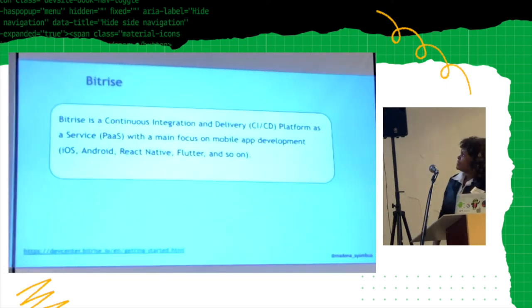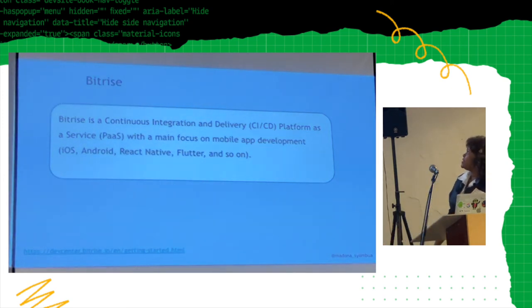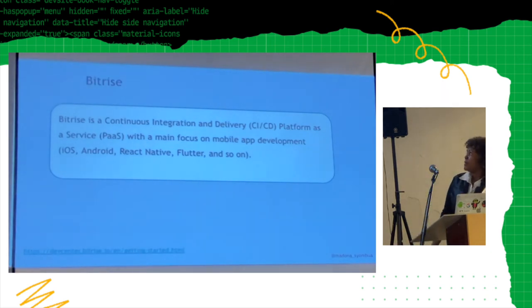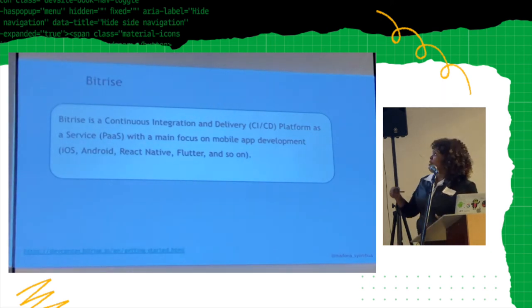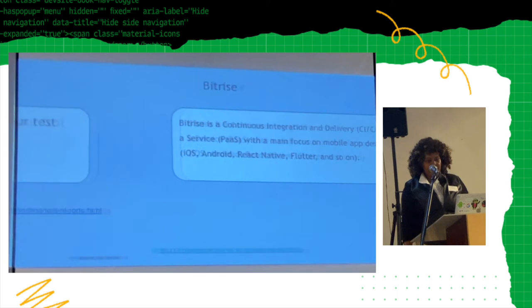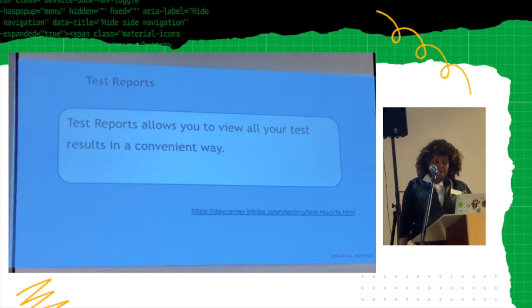And Jenkins. And Bitrise is just a continuous integration and delivery, CI/CD, platform as a service with the main focus on mobile app development. So that's the good thing. It has documentation on iOS, Android, React Native, Flutter, and so on. I find the documentation pretty good. And then we have test reports. It allows you to view all your tests in a nice way.